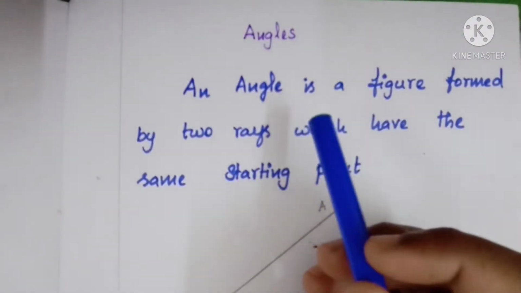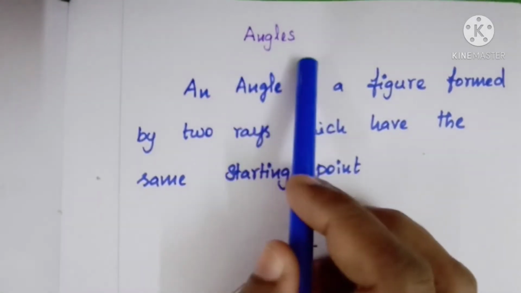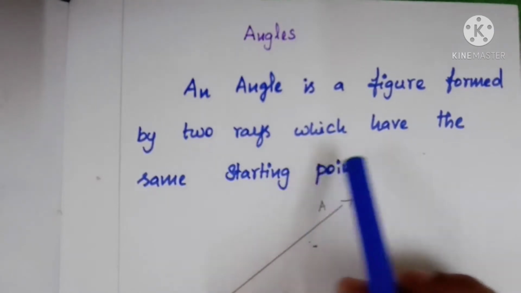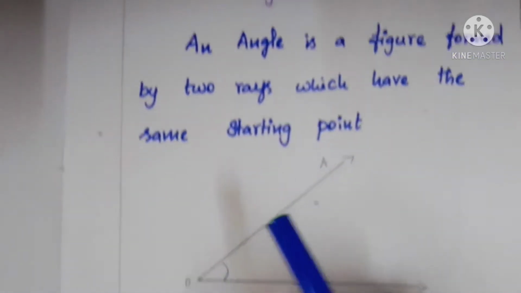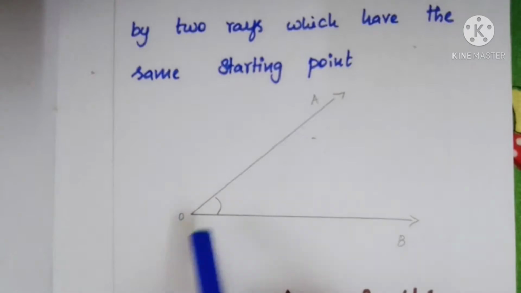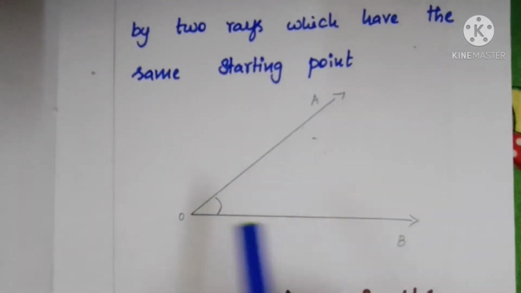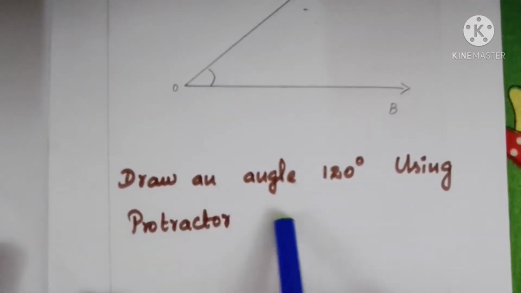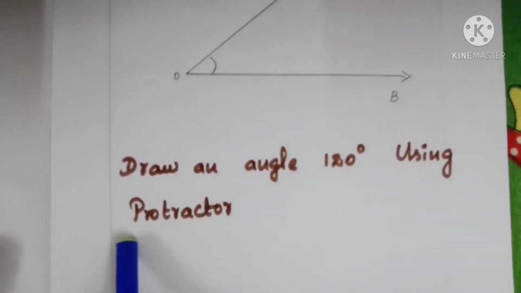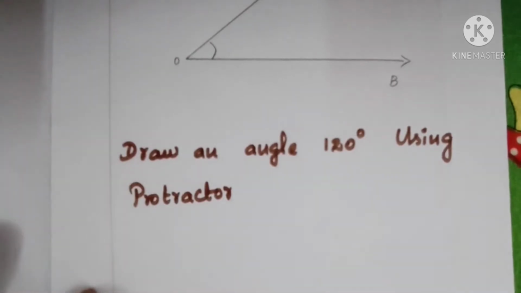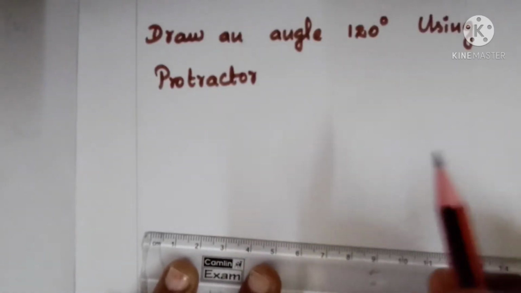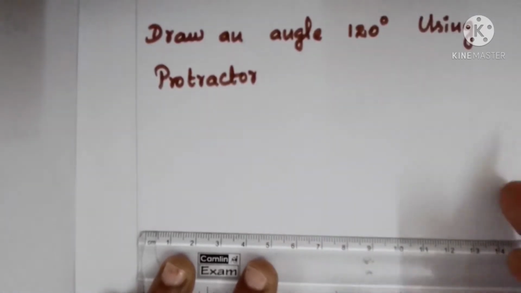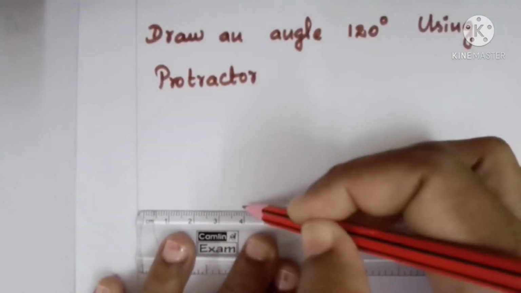Let us recall a small portion of it. Angles. An angle is a figure formed by two rays which have the same starting point. Here OA and OB are the rays and O is the vertex. Next, draw an angle 120 degree using protractor. Already we have learned to draw an angle using your protractor. Let us recall it. First of all, draw a ray.